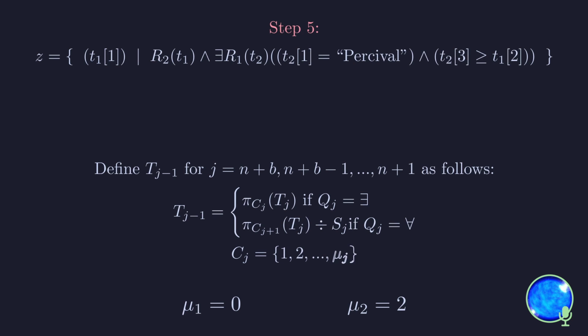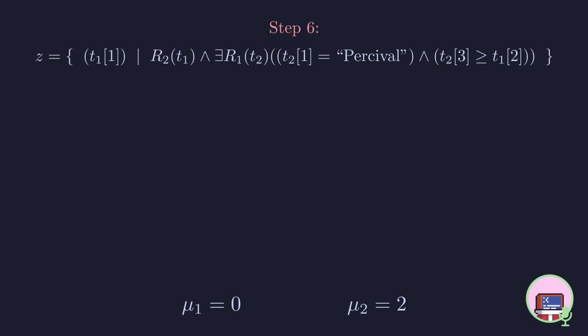In our example, n plus b equals n plus 1 equals 2, so we have j only equal to 2. Q2 is the existential quantifier, so we have T1 equal to the projection of T2 on C2. Here, C2 is the set containing 1 and 2, so we have T1 equal to the projection of T2 on its first and second attributes.